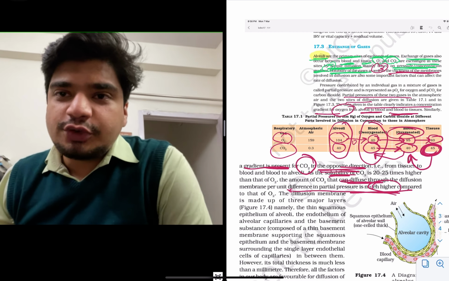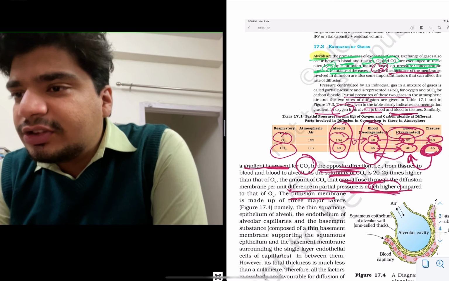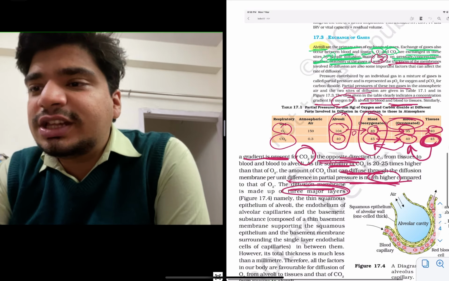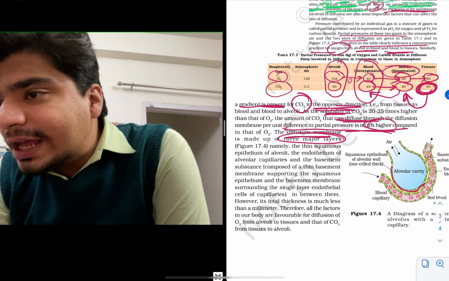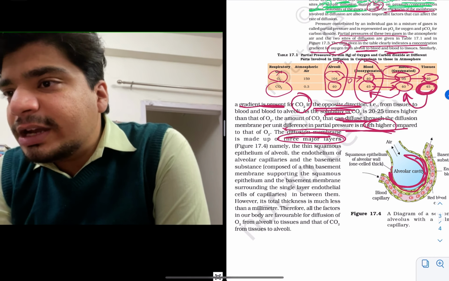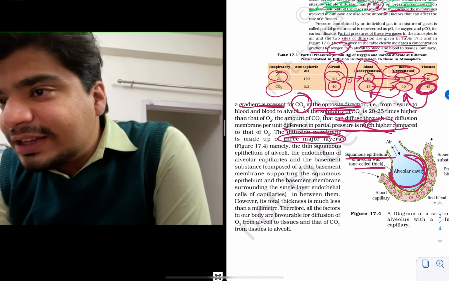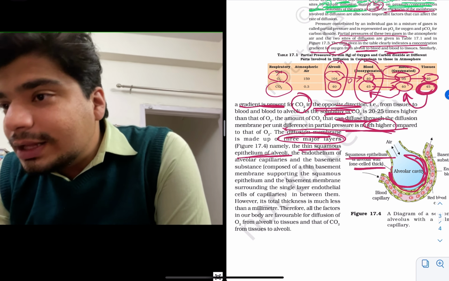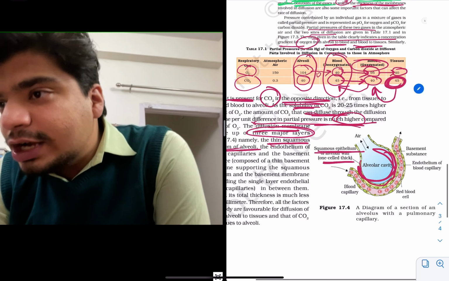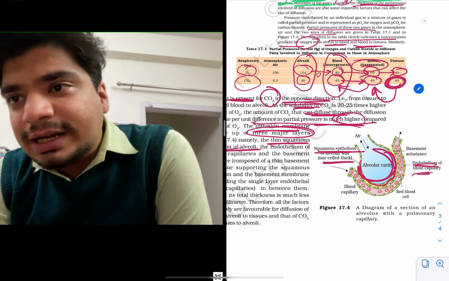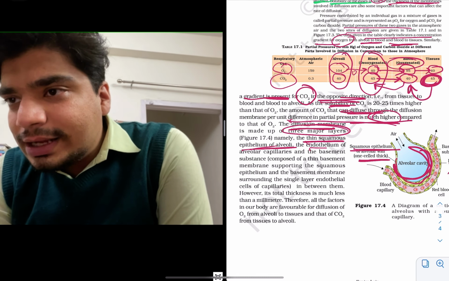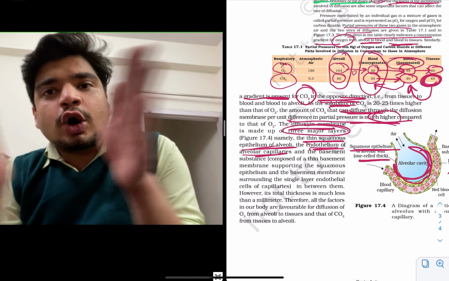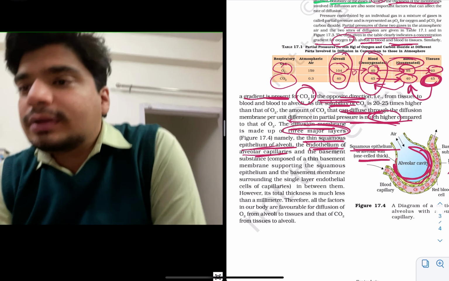Now they talk about the diffusion membrane. What is the diffusion membrane? This diffusion membrane is made up of 3 layers. What are these 3 layers? First is the alveolar lining. Okay, this is made up of what? Squamous epithelium, single cell thick. The thin squamous epithelium of alveoli. Okay. Then another single cell thick endothelium. Endothelium of the blood capillary. Again single cell thick. Endothelium of the blood capillaries. Along with both of their basement membranes.